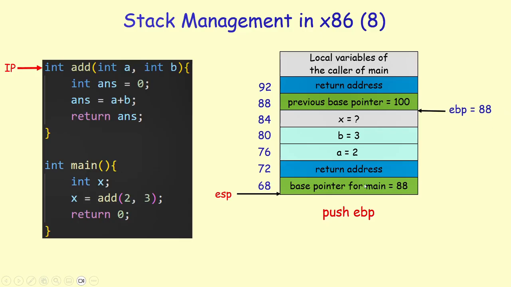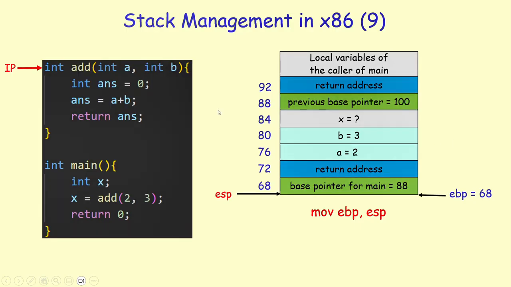So we make a copy of this value onto the stack. And the next thing is move EBP, ESP. So now we have to move EBP so that it points to the base of the add function, because we are now starting to execute the add function.